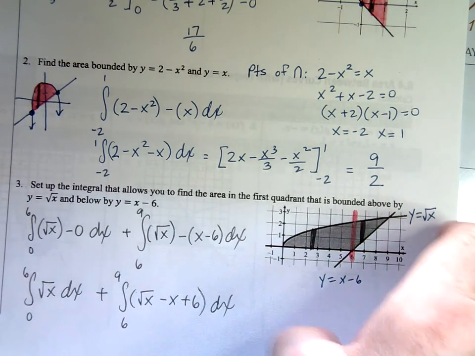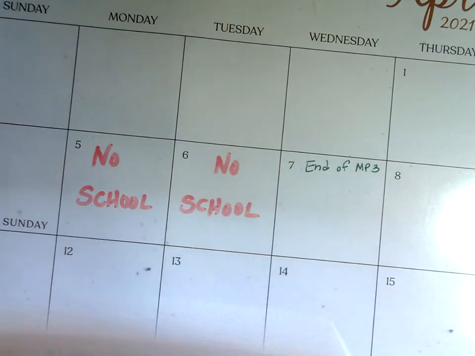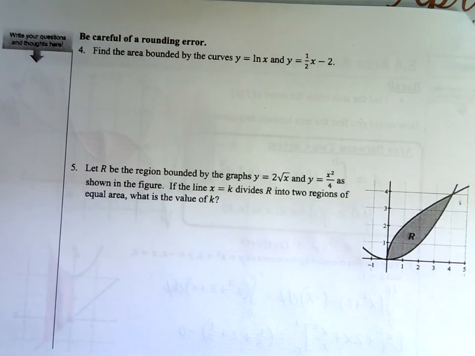Let me flip the page. There's a couple more. Number 4 is find the area bounded by the curves y equals the ln of x and y equals 1/2 x minus 2. So what do they look like?